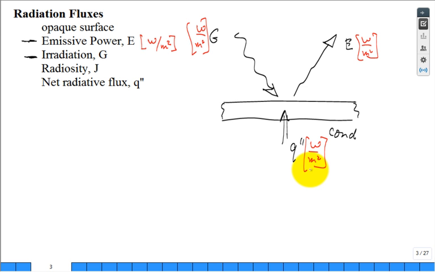Well, what happens to some of the incoming radiation? Some of it gets absorbed. It's like alpha G gets absorbed. Alpha is the absorptivity of that surface, but some of it gets reflected. And so we would call that rho G. What was rho a symbol for? Reflectivity. It's a percent that's reflected.